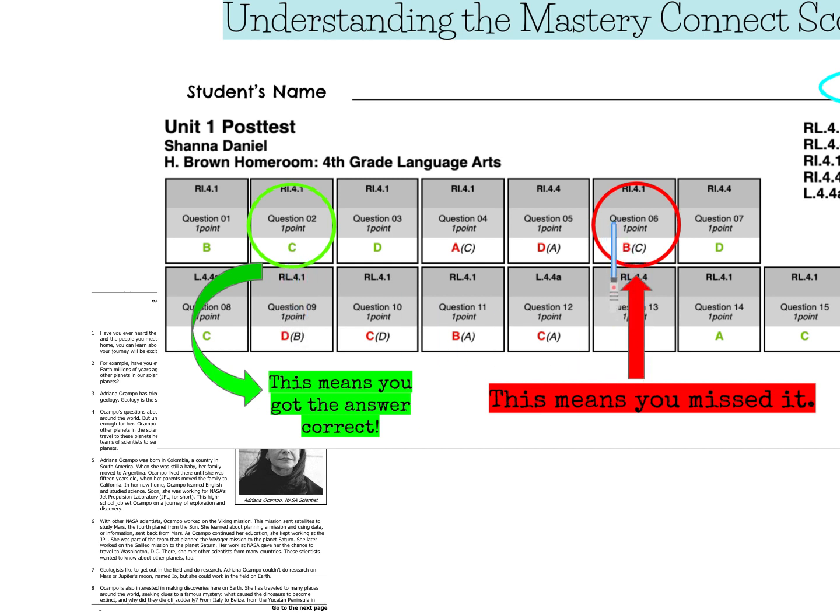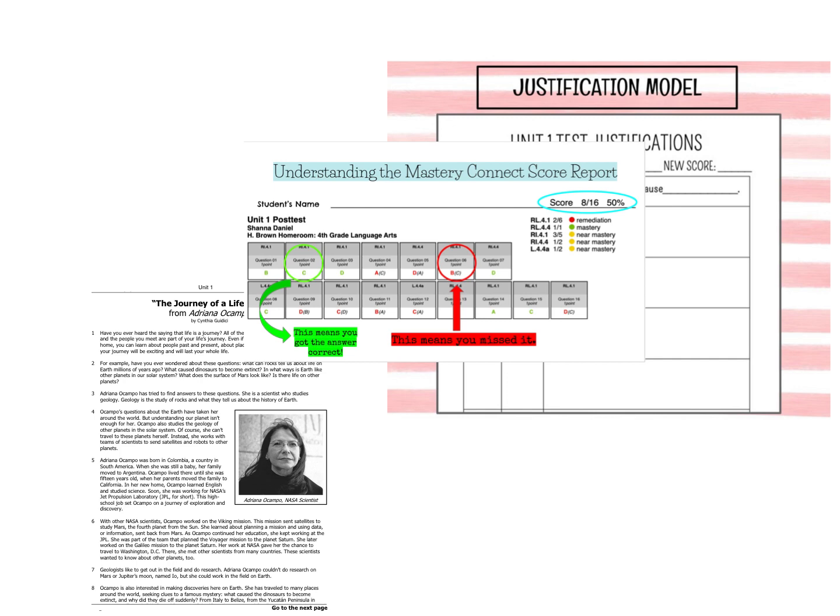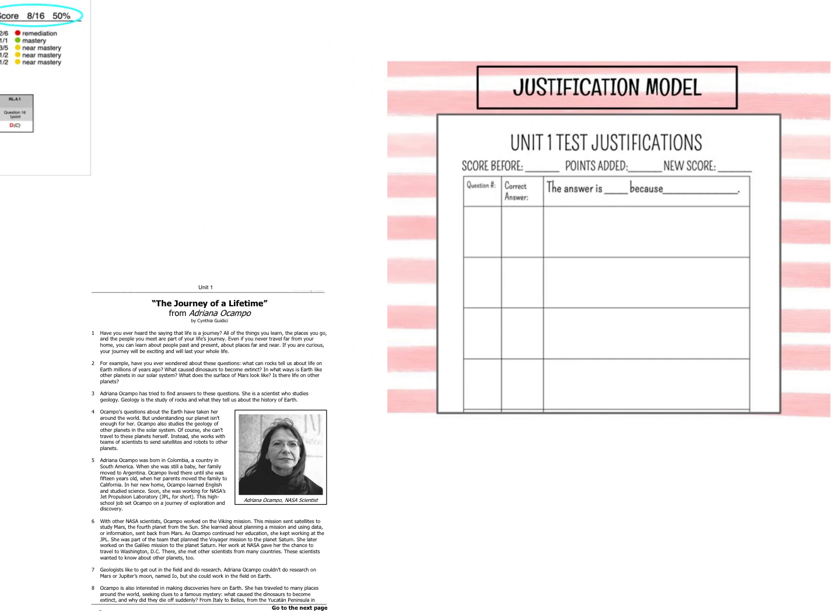But this student did miss number 6. I know that because it's red, and the best answer is in parentheses here. So notice the difference. This student would not justify every question, but instead this student would justify question 4 because they missed it, 5, 6, 9, 10, 11, 12, and 16. So we only justify the questions we miss. Now that you understand your Mastery Connect score report, let's get to how we justify.